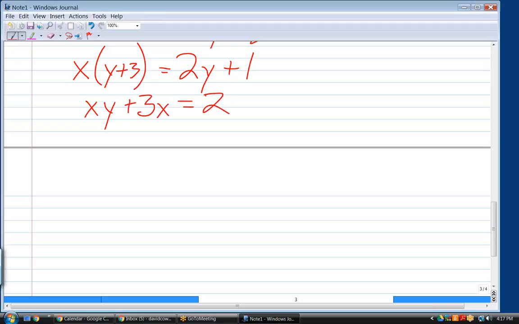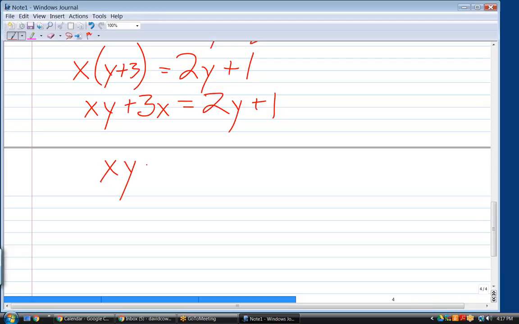Now this is the tricky step, the next one. This is the one that always gives people trouble. We are trying to solve for y, correct? We want to get every single term that has a y in it on one side of the equation, everything else on the other. That's the thing you got to remember. Which leaves us xy minus 2y equals 1 minus 3x. You see how I got that?